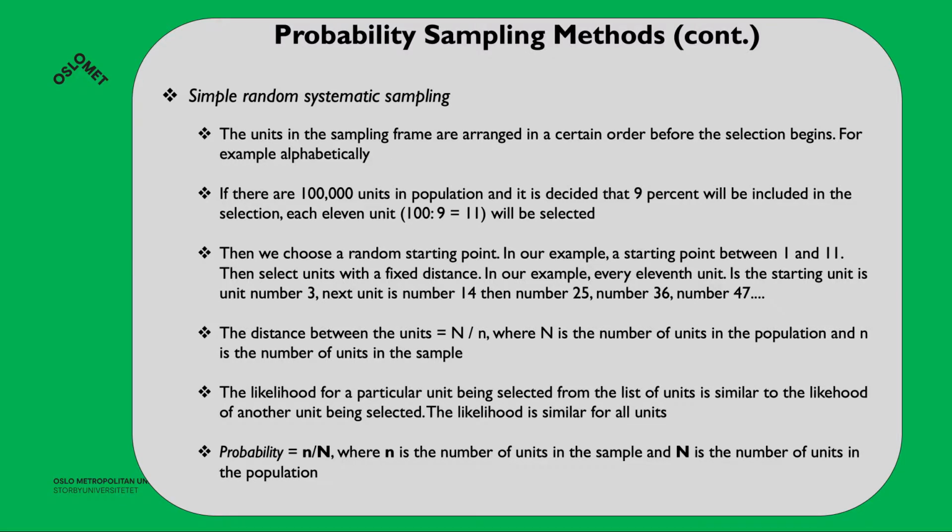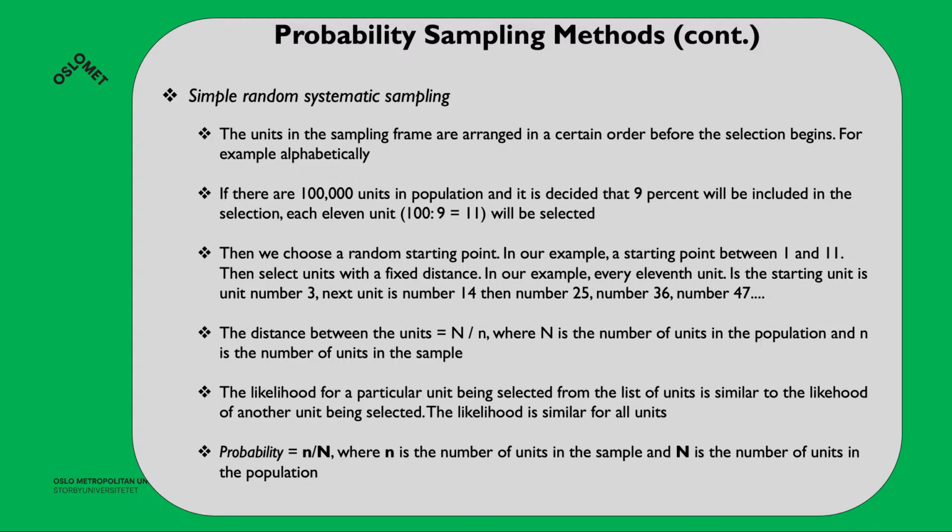And you also have something called systematic random sampling. Then the units in the sampling frame are arranged in a certain order before the selection begins, for example, alphabetically. If there are 100,000 units in the population and it's decided that 9% will be included in the selection, then each 11th unit will be selected. Then we choose a random starting point. In our example, the starting point will be between 1 and 11, and then we select units with a fixed distance, and in our example every 11th unit will be a part of our sample.